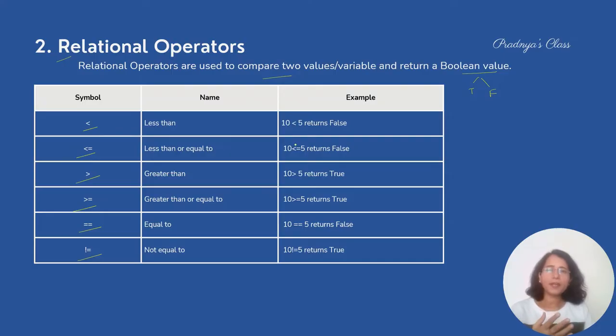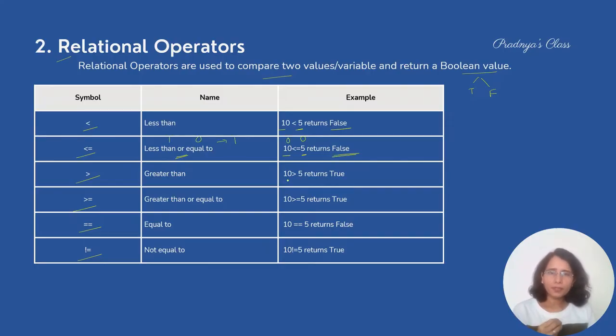Let's try to understand the working of relational operators with examples. 10 is less than 5. So we got false because 10 is not less than 5. Now let's apply the second relational operator, less than or equal to. 10 is less than or equal to 5. 10 is not less than 5 and not equal to it either. That's why we are getting false. Here we are using the OR operator, and you know OR operator means if any one condition is true, then the answer will be true, otherwise false. Here both conditions are false.